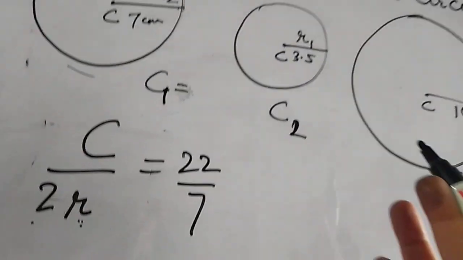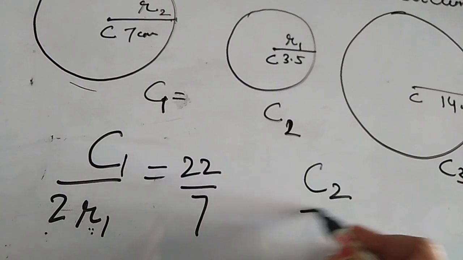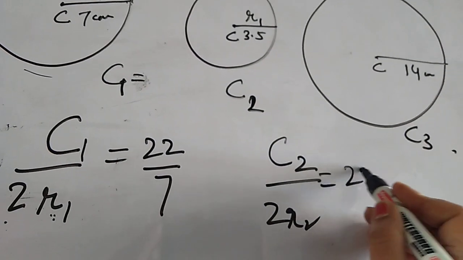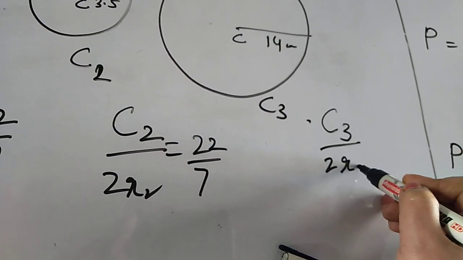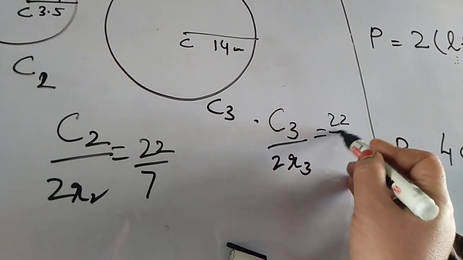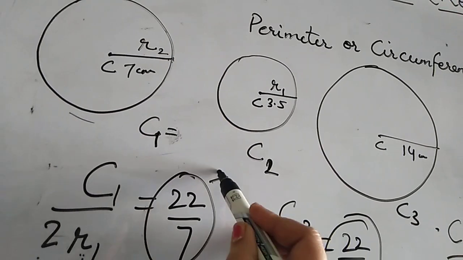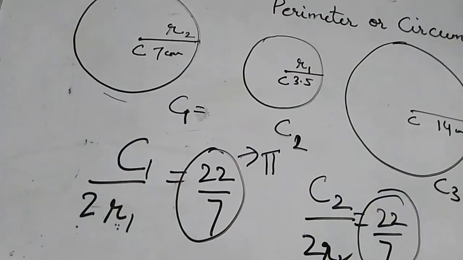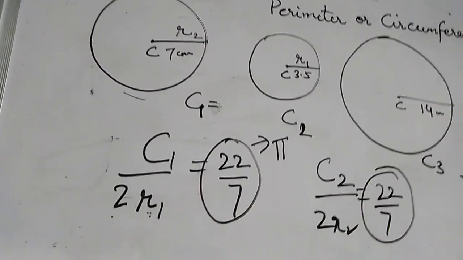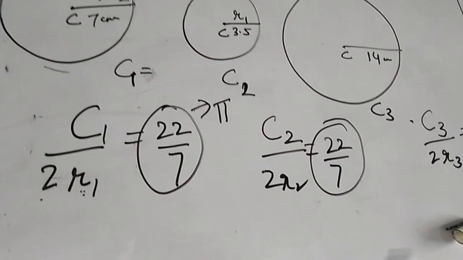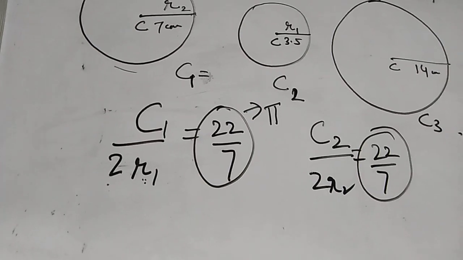He did the same thing with the other circles, and they were different. Circumference was different, radii was different. So he did C1 upon 2R1, he got 22/7. Then he did C2 upon 2R2, then again he got 22/7. Then he did C3, the circumference of the third circle divided by 2 times the radius of the third circle. Again he got this constant. This was named after him as pi. 22/7, or in decimal, it's an irrational number, we call it 3.14 and something, it goes on.